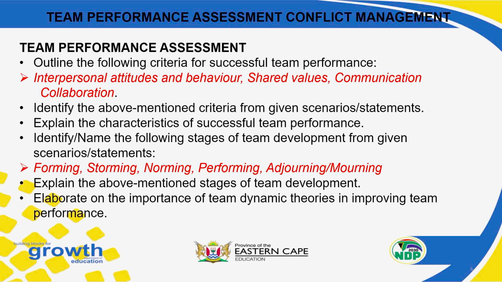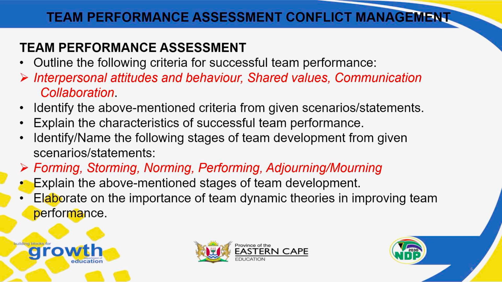You explain the characteristics of successful team performance and identify the stages of team development. I know with the stages, it's easy to recall them. Forming, storming, norming, performing, adjourning, or mourning, they all have the "ing". But you cannot identify them if you don't know their explanation. So it means you need to explain those stages of team development.